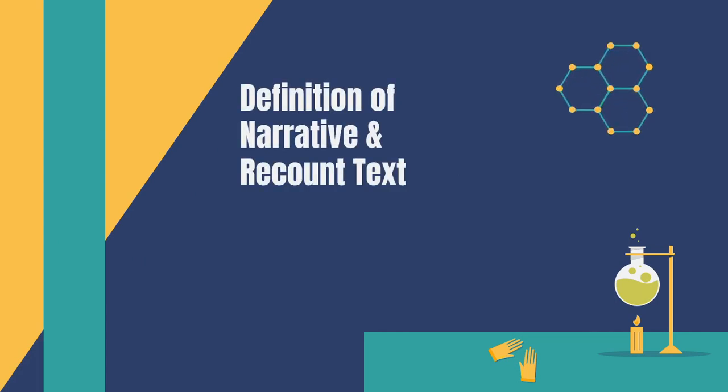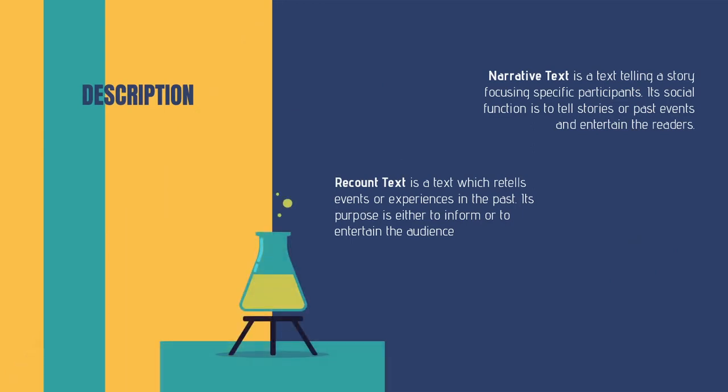Definition of narrative and recount text. Narrative text is a text telling a story focusing on specific participants. Its social function is to tell a story or past event and entertain the readers. B. Recount text is a text which retells events or experiences in the past. Its purpose is either to inform or to entertain the audience.